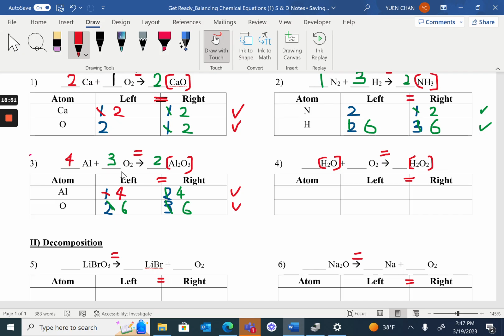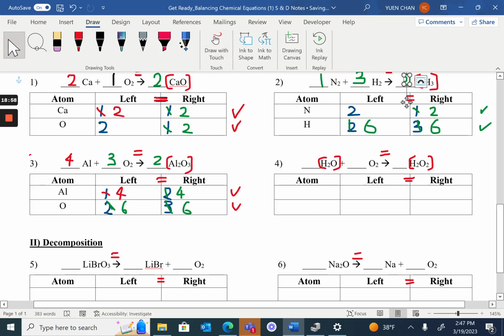And 4, 3, 2. Again, you always check the final coefficient. 1, 3, 2, 1, 3, 2, right? 1, 3, 2, and 4, 3, 2 are the most simplified. Okay.